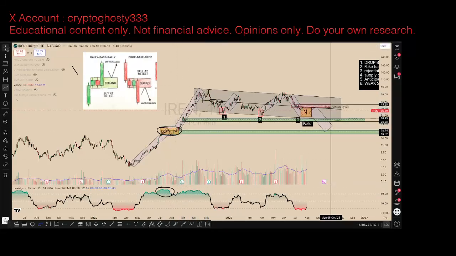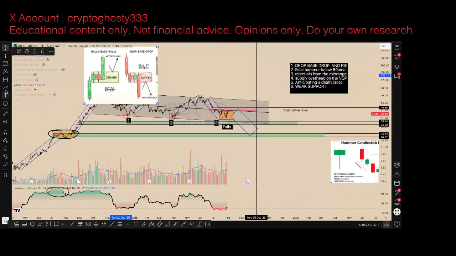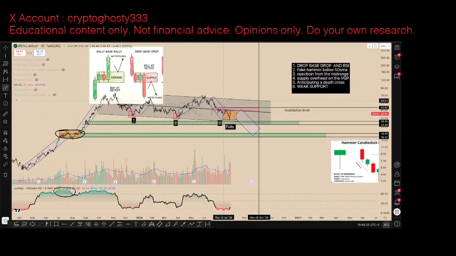But what am I seeing right now? We recently had a big massive drop, right? And we're potentially most likely creating another base. But what is the key difference between the first base and this base? This base, you guys can see we're in oversold conditions, so it's totally the contrary to the first rally-based rally. So this is giving even more probability that it is a drop-based drop, right?